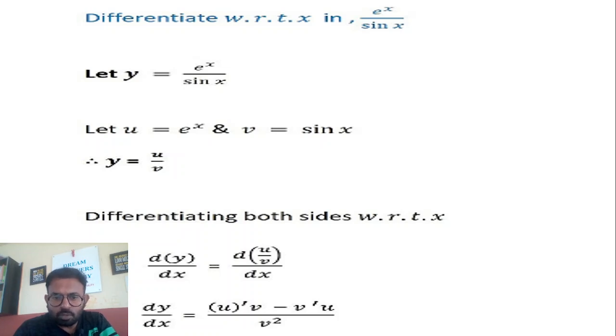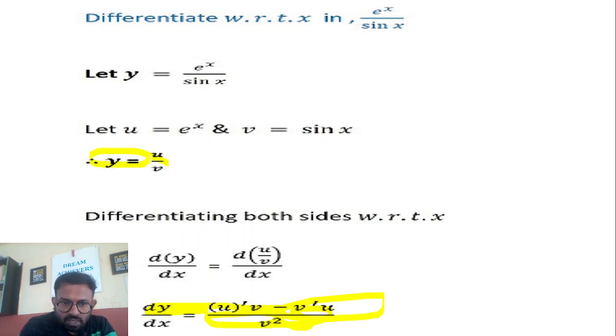So the quotient rule, what it says, let me use a highlighter and let me explain the quotient rule. See here, below the last line, this is the quotient rule formula. What it states is, when a given function is in the form of u by v, we should use this quotient rule. So how to use it?